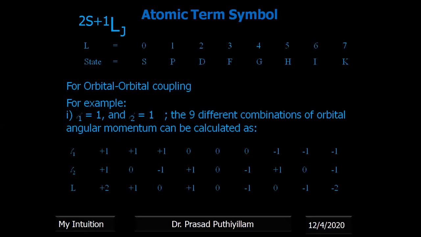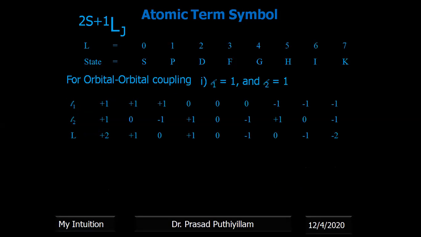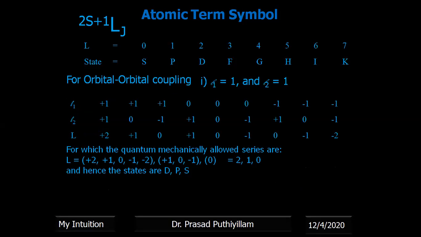As for l1, we know l equal to 1 means it can have plus 1, 0 and minus 1 possibilities. Therefore we consider all the combinations of l1 and l2 when they come together, and their contribution. So plus 1 and plus 1, the total resultant momentum will be plus 2. Plus 1 and 0 becomes plus 1, plus 1 and minus 1 gives 0, and so on. It is calculated for all the remaining contributions; nine different combinations are possible. Since it is 1 and 1, we can write the possibilities plus 1, 0 and minus 1.